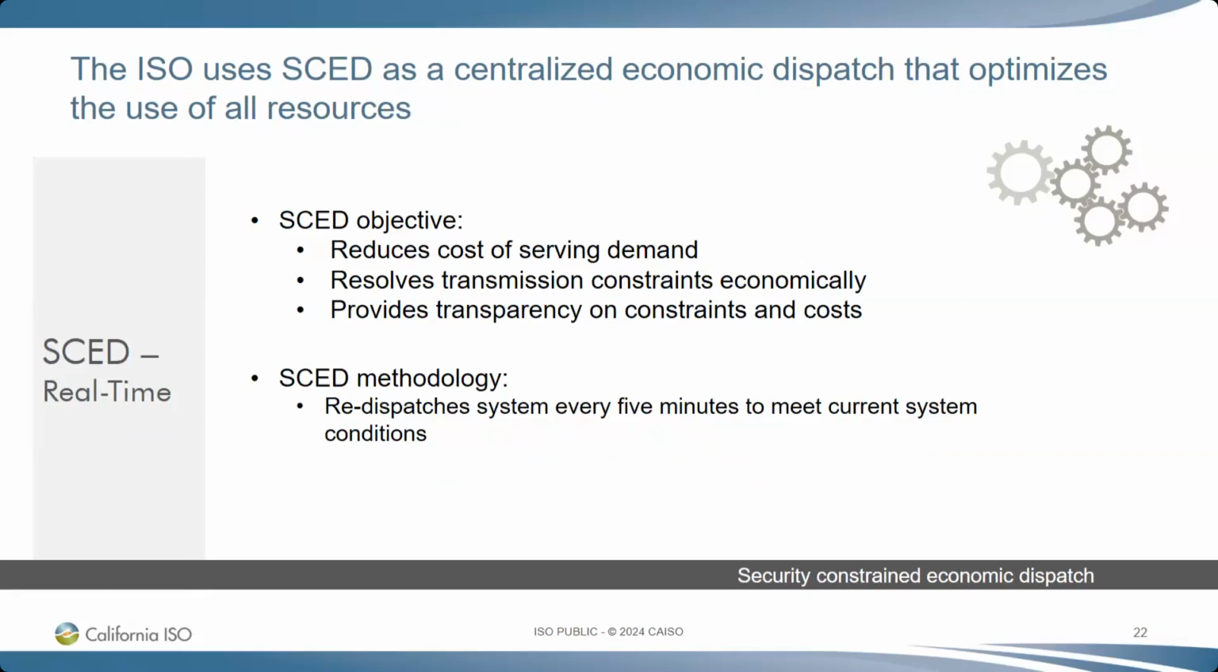And it's not always just about the cost, because we are looking at reducing the cost of serving the demand through the optimization process, but we're also looking at what is the state of the grid. We're resolving transmission constraints economically, and then also providing that transparency on the constraints and costs. We have that through OASIS. But this is all looking at the 5-minute time frame. So the optimization is going down to that 5-minute, making sure that we're able to meet the demand for the current system conditions. So those are the two optimization processes that we have for the 2 different time frames.